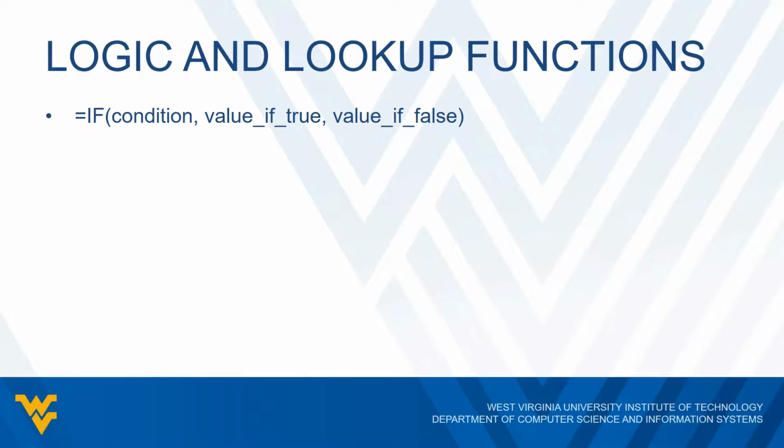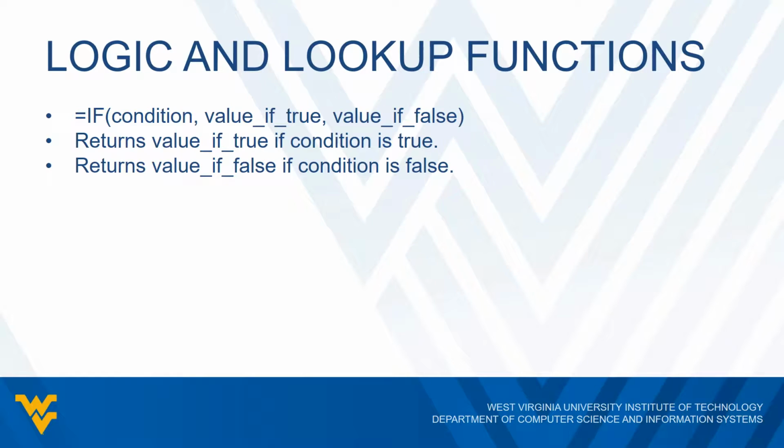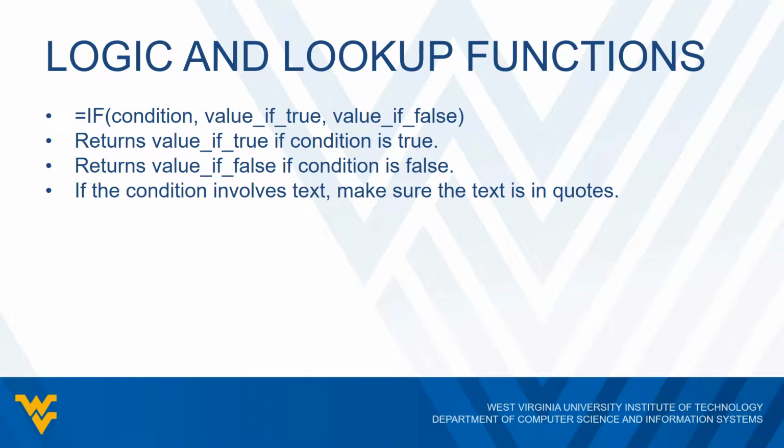So what this function does is our condition here is going to be either true or false. If the condition is true, then it's going to return whatever value is in the value if true argument. If the condition is false, it's going to return whatever is in the value if false part of it. Now, if the comparison involves text, like checking if one letter is greater than or less than another letter, you need to make sure that the text is in quotes. Otherwise, the condition isn't going to work properly.